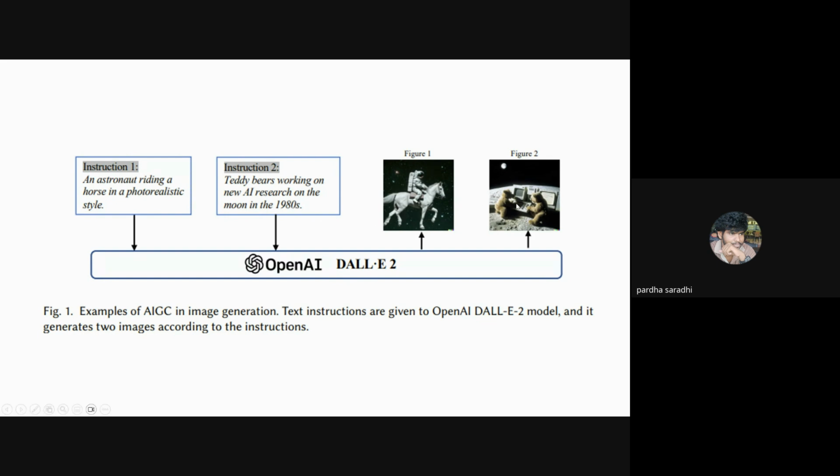In another example, they described a teddy bear working on a new AI on the moon in the 1980s. Whenever they said 1980s, you can see the photo was a bit blurred, and the space pixels they provide are not that good. It is more or less a black and white image, and only the teddy bear has some color. Even in this situation, the system understood that in the 1980s the color quality is not that good, and that there is not too much hi-fi stuff on the teddy bears.